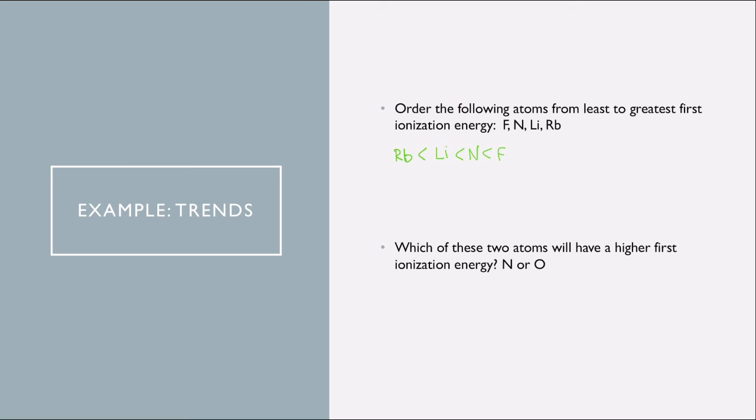So for the next question, which of these two atoms will have a higher ionization energy? Our answer is nitrogen. So oxygen has greater electron-electron repulsion due to the paired electrons in the 2p4 orbital. And that actually lowers the electron energy, meaning it's easier to remove such an electron, and means that there's lower ionization energy, similar to the exception discussed previously.